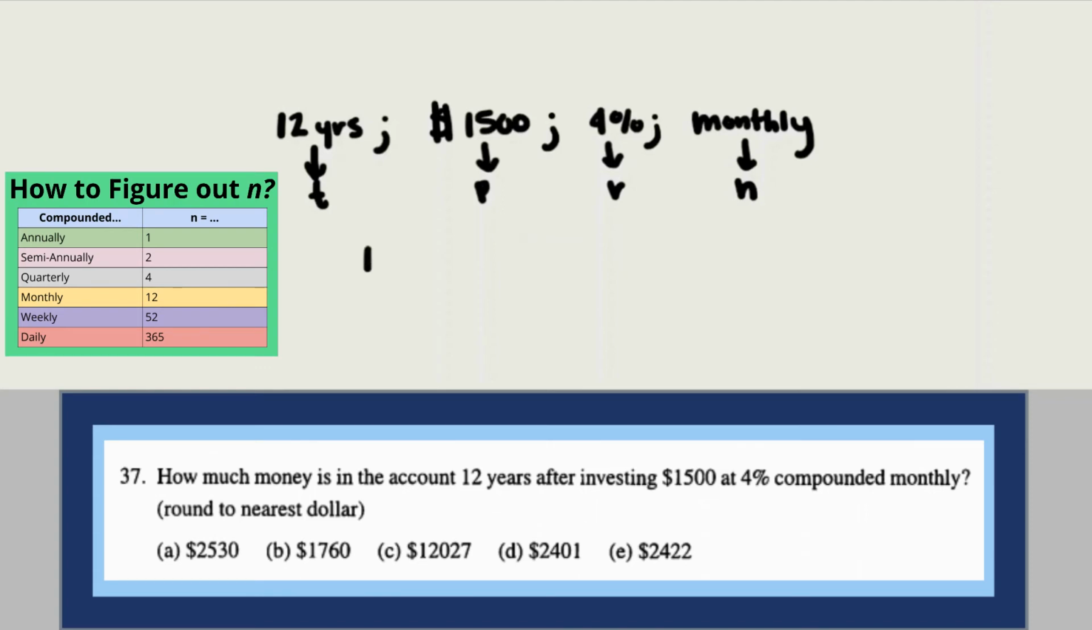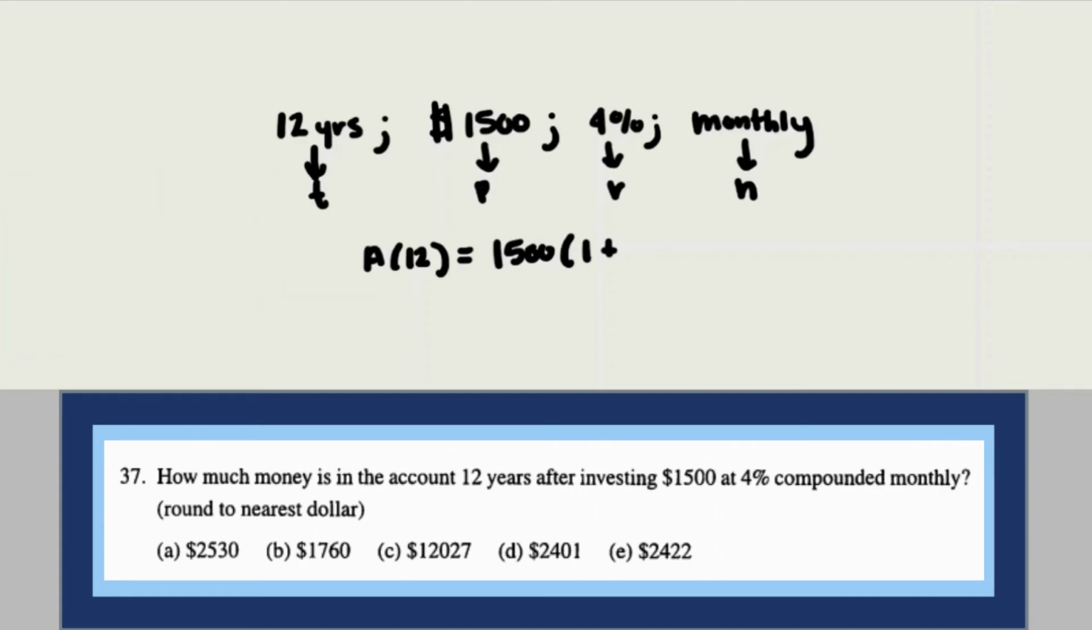So we're basically going to find what A of 12 is equal to. We're going to plug in 1,500 for P, and then 1 plus our rate R. Remember, we need to convert our rate to a decimal, so we're just going to do 4 divided by 100, so that'll be 0.04 divided by N. It says monthly, so N is going to be 12. And then we're going to have to the NT, which is just going to be 12 times 12. And then we're just going to plug that into our calculator and solve.